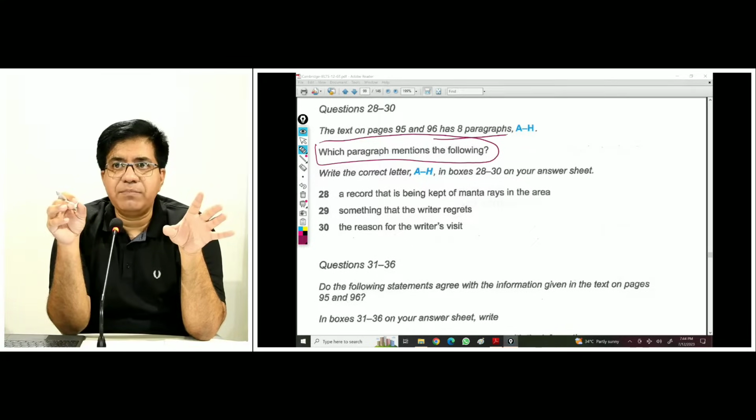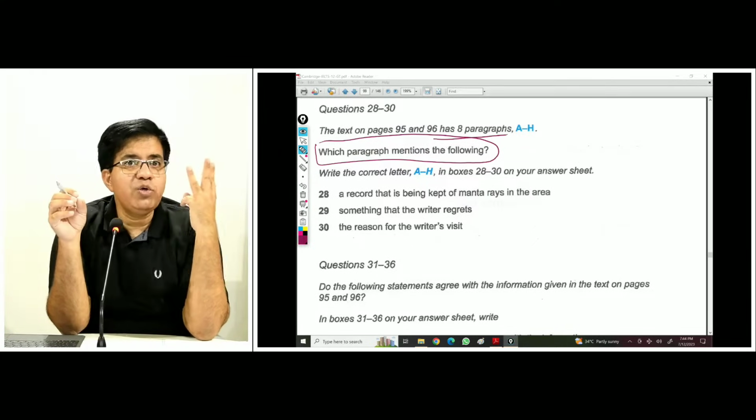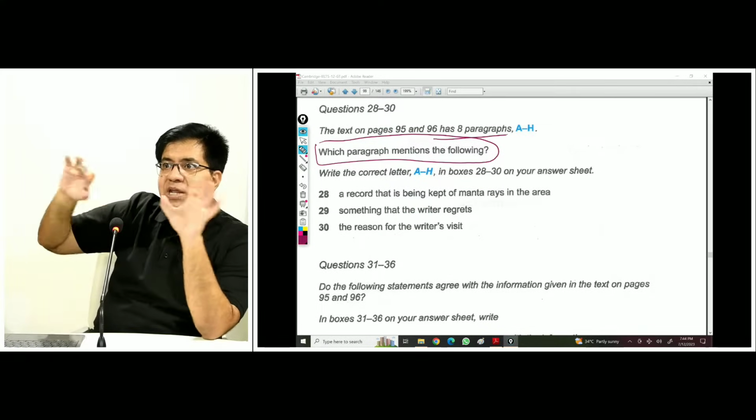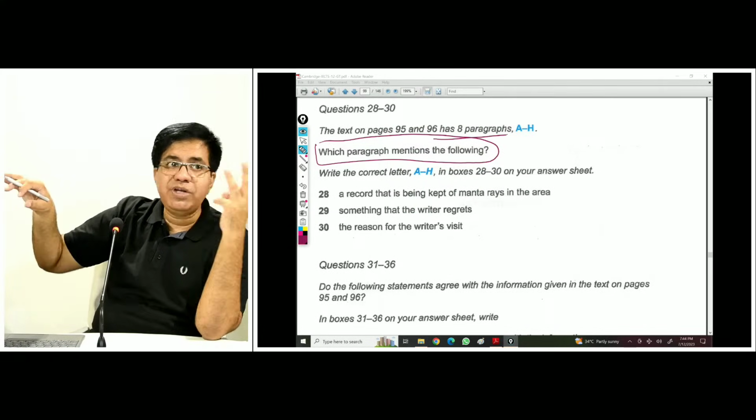Don't do it in the beginning, because for 3 questions you need 3 full rounds of the passage. Full passage, every corner, every paragraph, you need 3 full rounds. So if you do it in the end, then you are familiar with the passage, you know where things are, and then you can find them easily. But anyways, let's do it now.